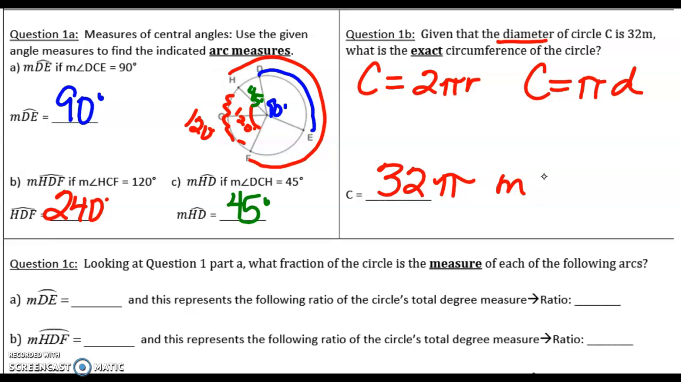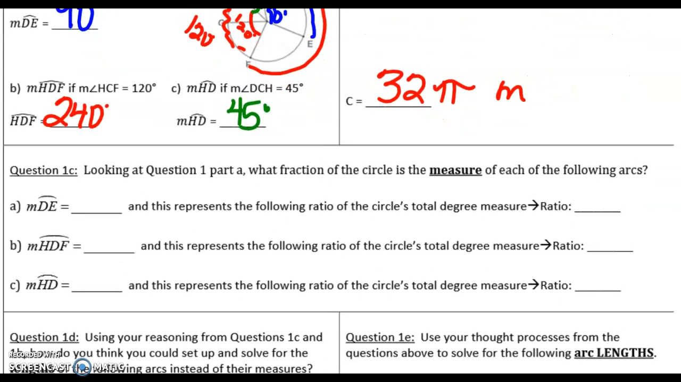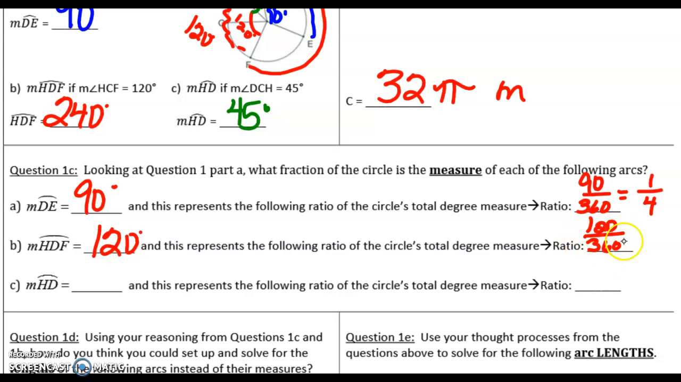Okay? So now we're going to use that information down here in our investigation. If we know that arc DE is 90 degrees, it asks us, what is the ratio of that circle? Well, that would be 90 over all the way around the circle, which is 360, so that would be 1/4 of the circle. And then if we had HDF, we found that measure to be 120, same situation over the whole thing. That would be 1/3 of the circle.